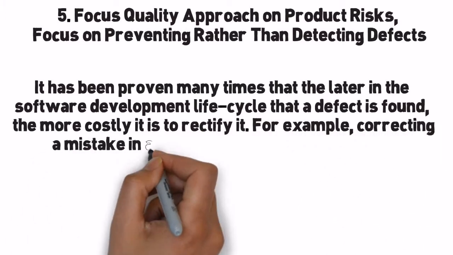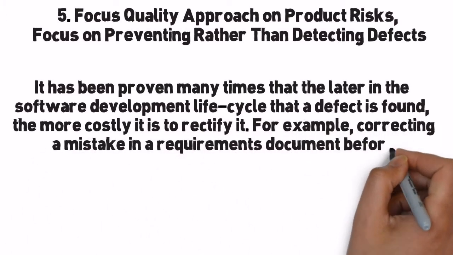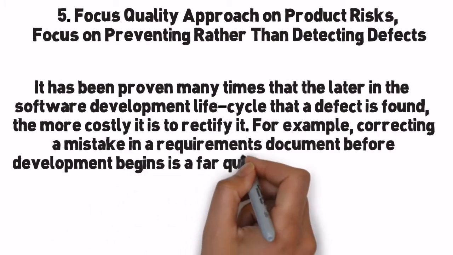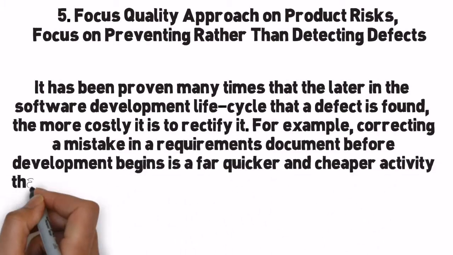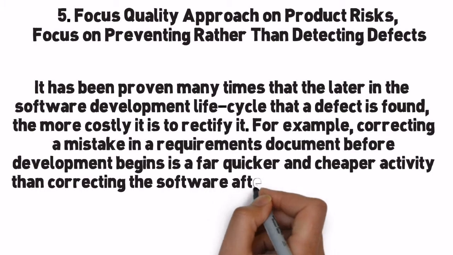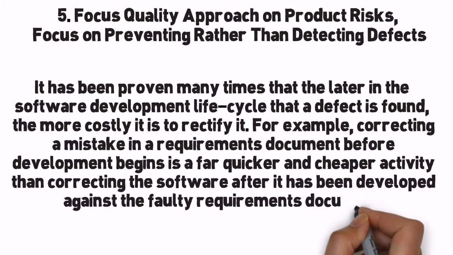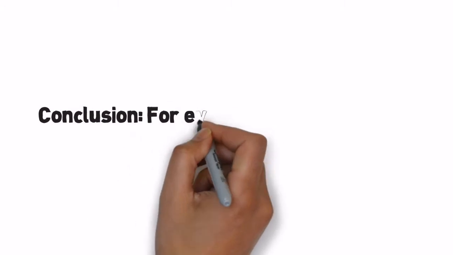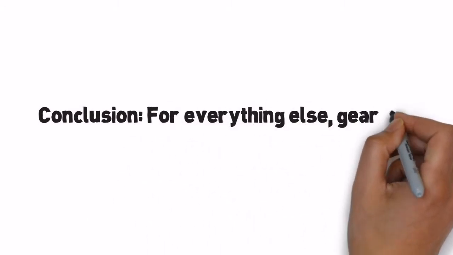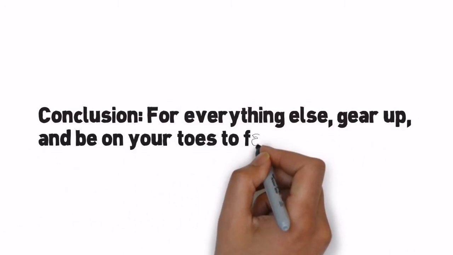Correcting a mistake in a requirements document before development begins is a far quicker and cheaper activity than correcting the software after it has been developed against the faulty requirements document. Conclusion: for everything else, gear up and be on your toes to face it and win it.